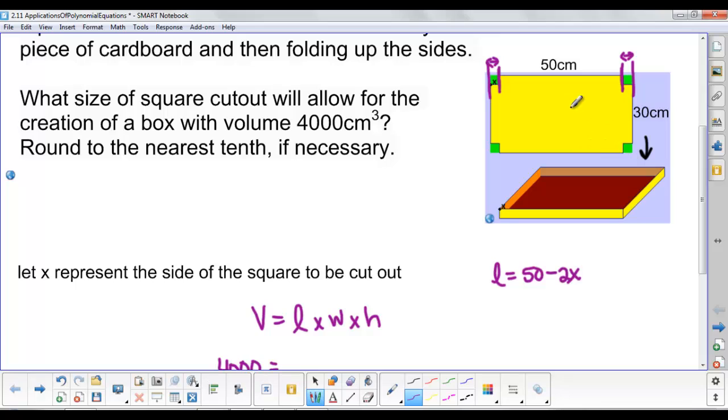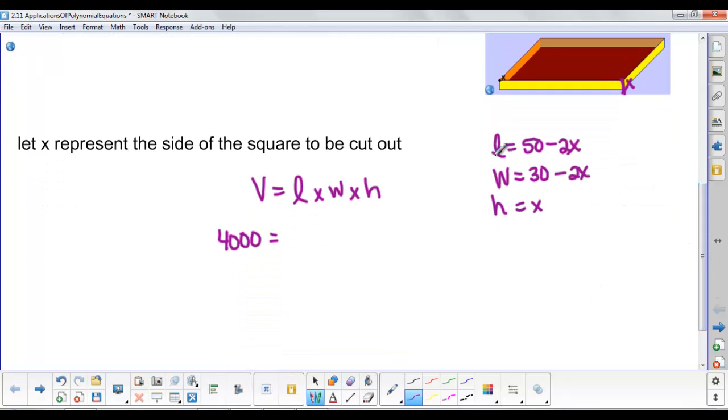Same idea for the width. From edge to edge, the width is 30. But we want to subtract these little green squares that are length x. So our width would be 30 minus 2x. Now the height is created by whatever side length x is. So the height is just x. So what we're going to do is take all that information and sub it into our formula. So the length is 50 minus 2x, the width is 30 minus 2x, and finally the height is just x.